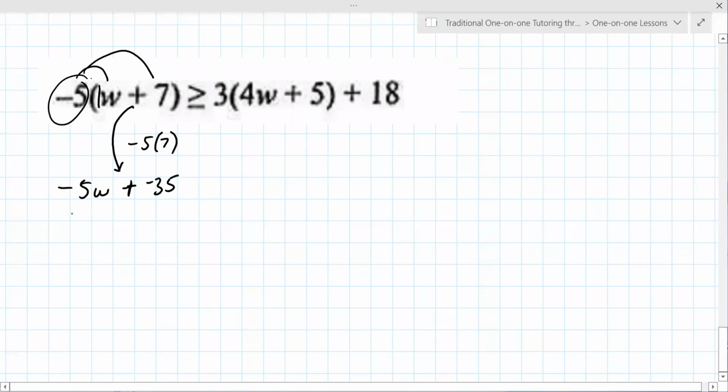Right. And so this is where you get a choice. You get to say, okay, I either like it as the way it's written, or you can write it like this: -5W -35.